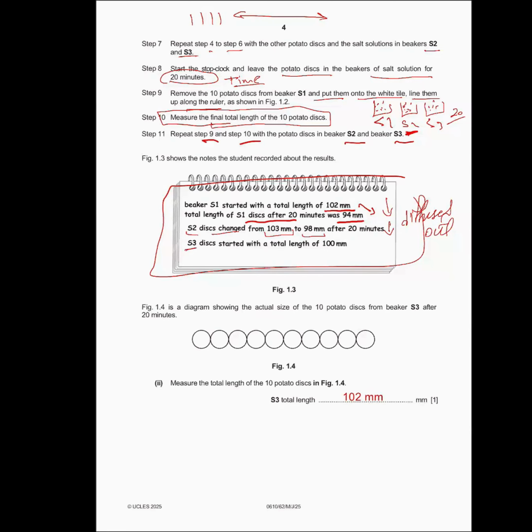Last one, discs started with a total length of 100 millimeter. This was before submerging. So figure 1.4 shows the actual size of 10 potato S3 after the 20 minutes after submerging. You will get your ruler and you're going to measure this, and you have to give your measurement in millimeter. The measure will be 102 millimeter, which is nearly 10.2 centimeter. Okay, so you answered the first point.